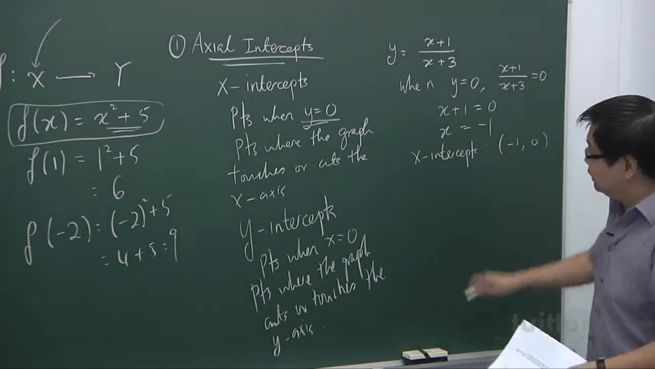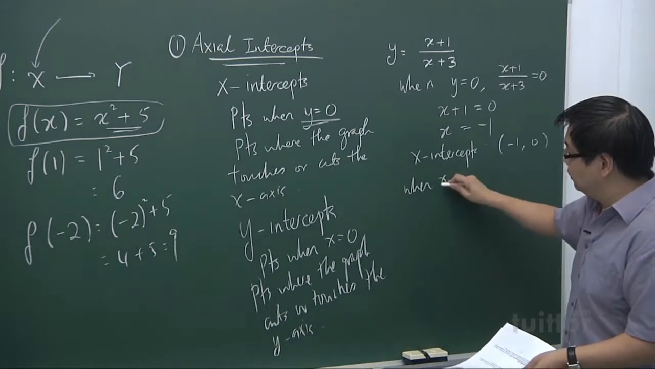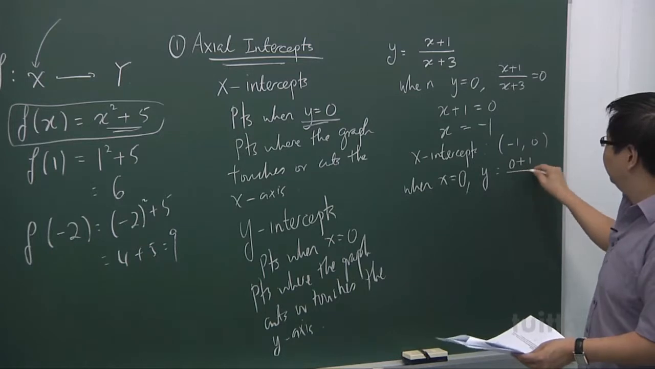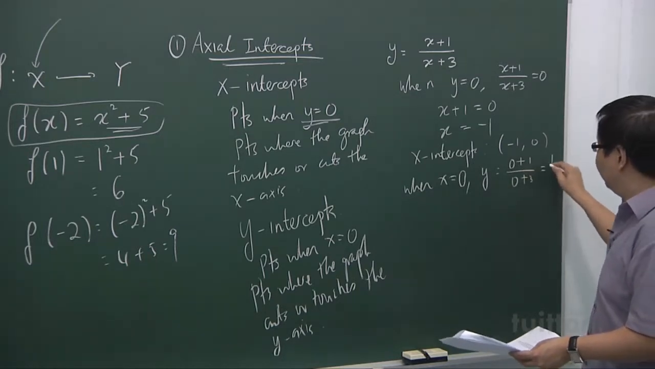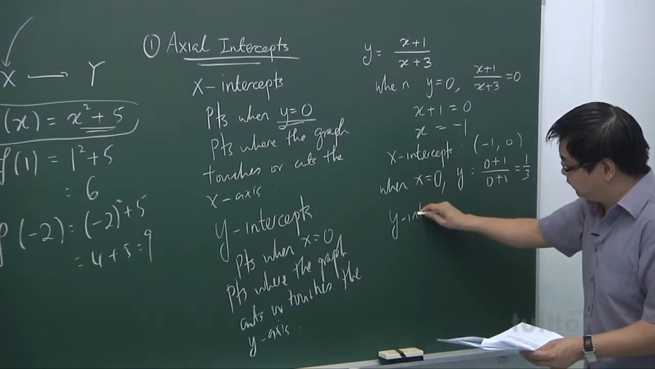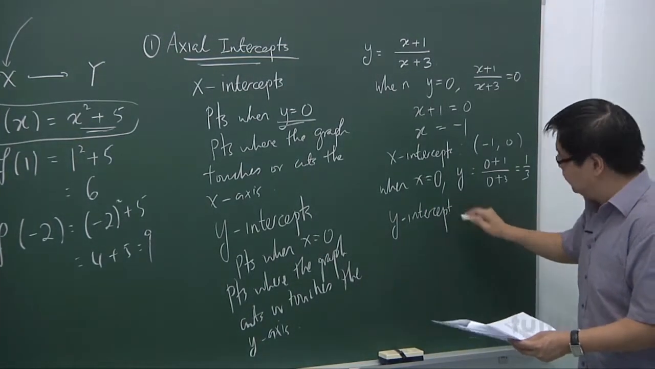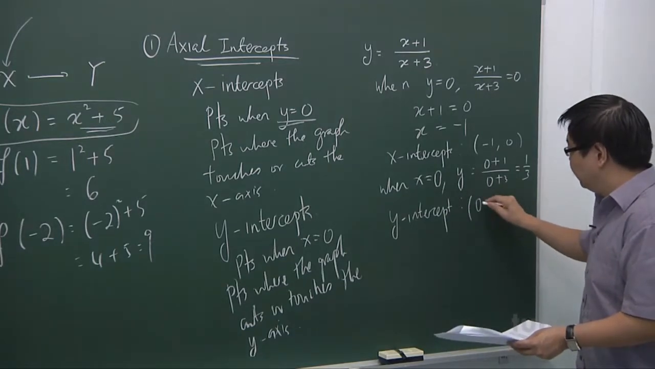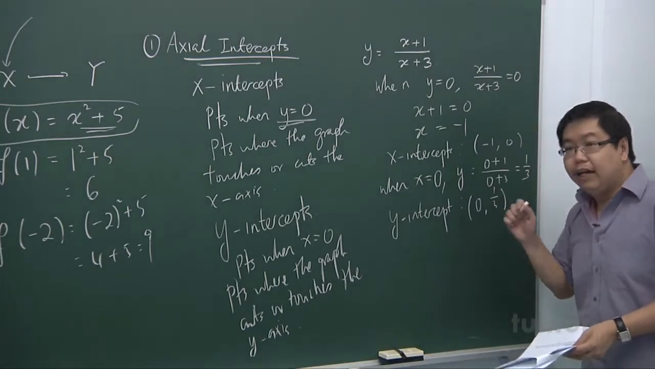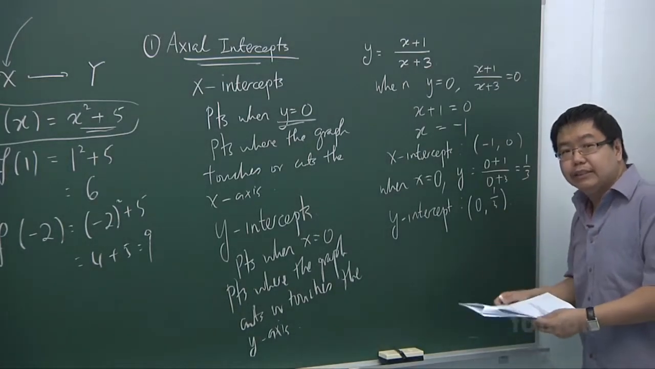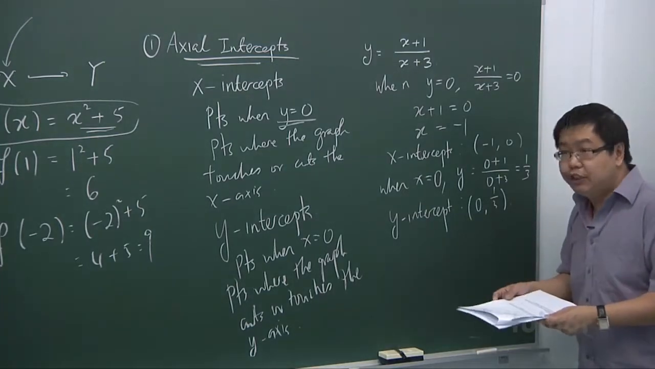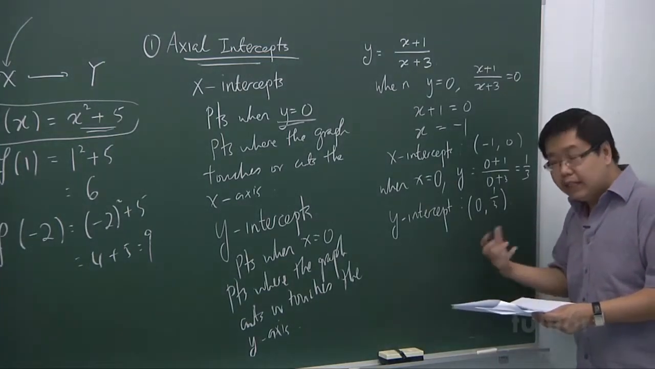And to find the y-intercept is to let x equal 0. So your y would be (0 plus 1) over (0 plus 3). That gives you 1/3. So that means the y-intercept will be (0, 1/3). So that is axial intercept. Now axial intercepts have to be indicated on the graph whenever possible. Now the second type of feature that you need to know is the thing called turning points.